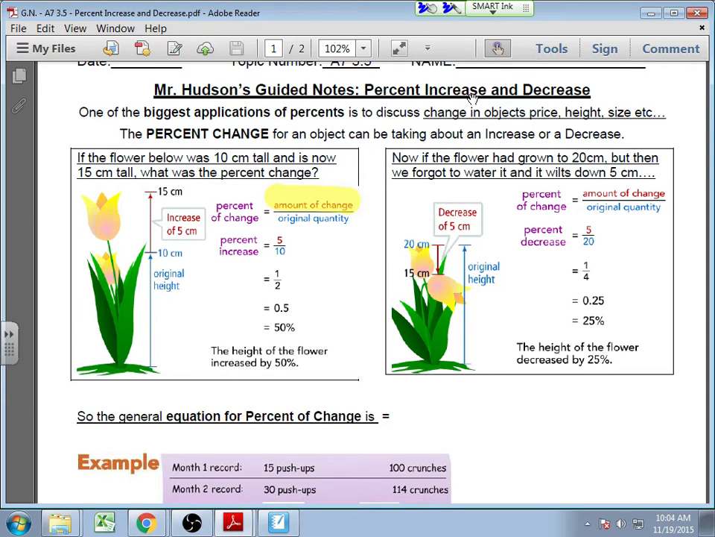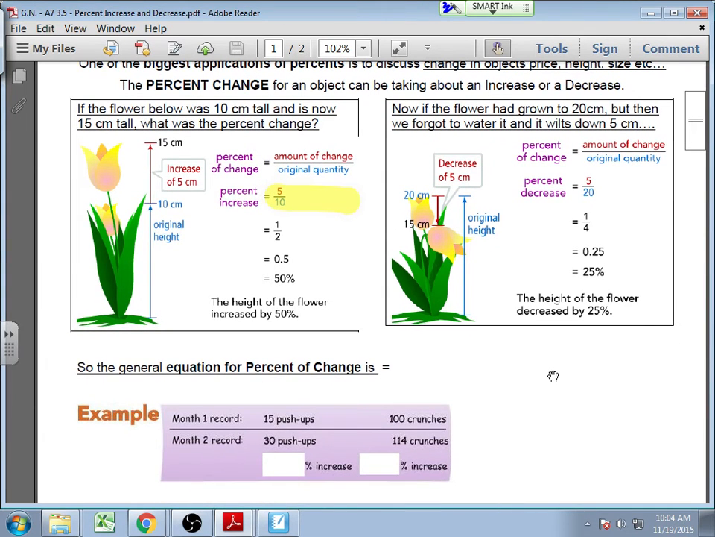Any questions on how we do this? This seems easy. So our general formula for percent change is just the change, whether it's getting bigger or smaller, over the original, or what it was.